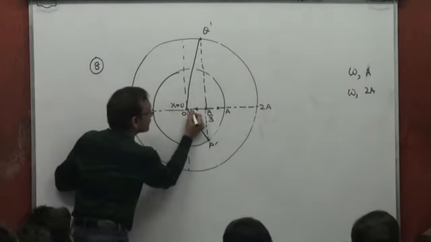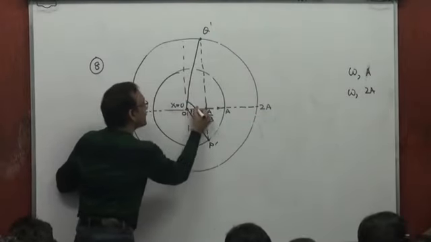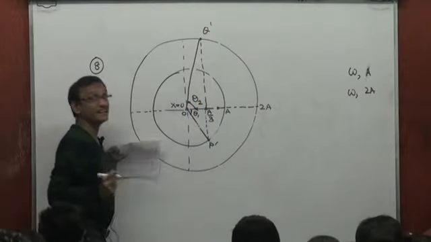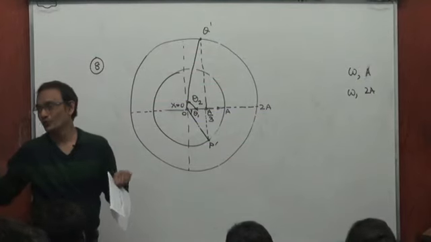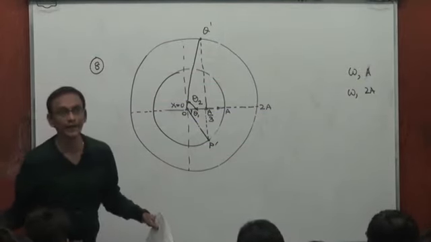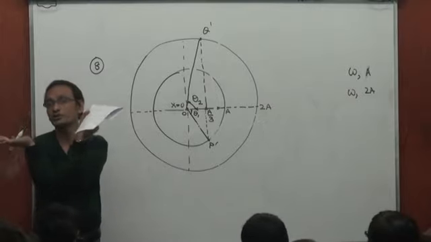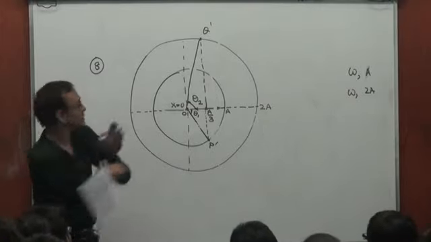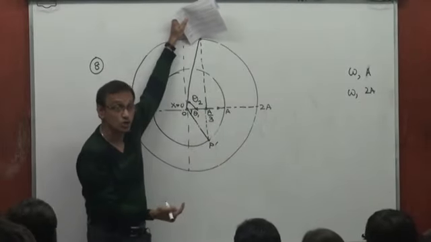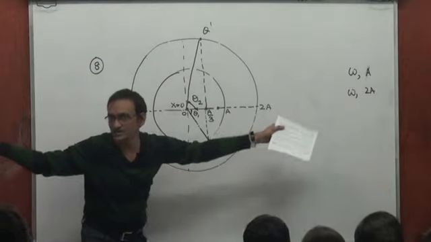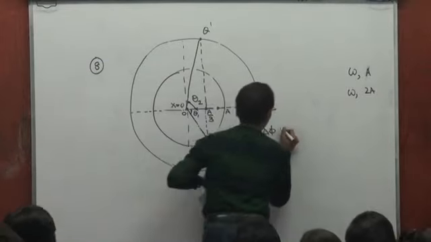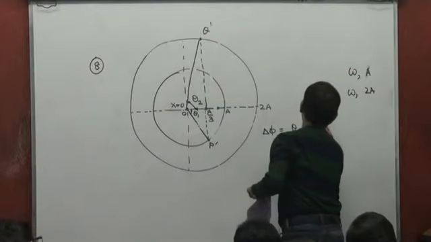Now, if this angle is theta 1 and this angle is theta 2, then the phase difference is going to be theta 1 plus theta 2. The phase difference is going to be theta 1 plus theta 2, yes or no? Right? The angular separation between the corresponding auxiliary particles is theta 1 plus theta 2. That's going to be the phase difference, yes or no? So, the phase difference delta phi is going to be theta 1 plus theta 2.